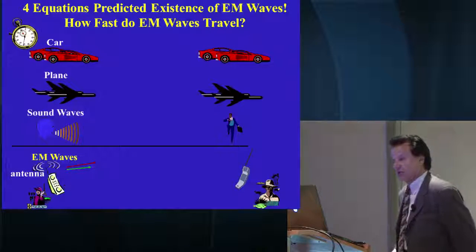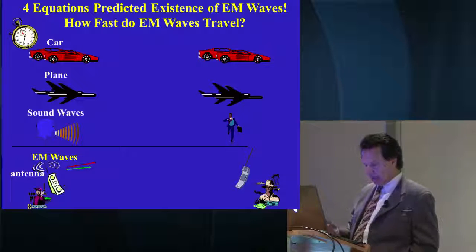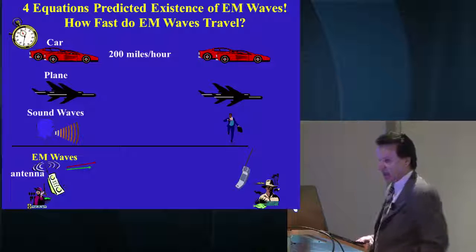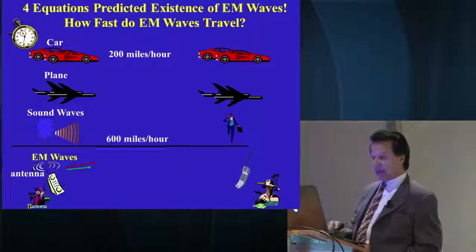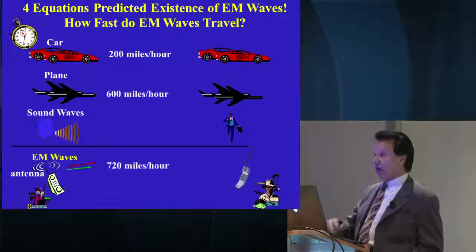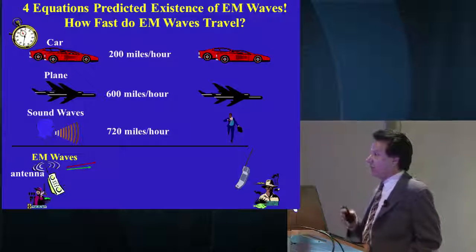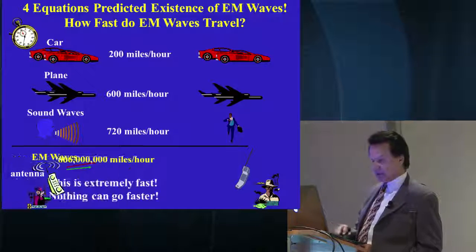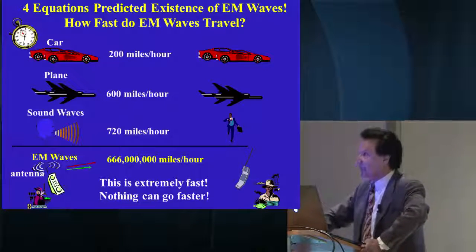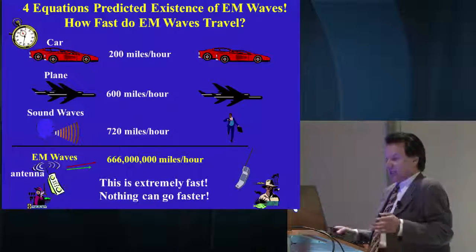The second consequence was: how fast does an electromagnetic wave travel? If some of you have your Ferrari here, you can go probably 200 miles an hour if you don't get a ticket. When you go on a plane, you can go 600 miles an hour. And when I talk, my sound waves go about 720 miles an hour. But when we look at the speed of electromagnetic waves, it's amazing. It is 666 million miles an hour. That's an amazing number. This is extremely fast.